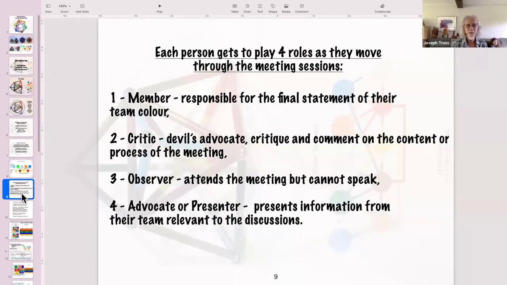So in this 1-day event, each person gets to play 4 roles as they move through the meeting sessions. Role number 1 is a member, similar to a syntegration. You're responsible for the final statement or the outcome of the team color. Role 2 is the critic or devil's advocate, again, similar to syntegration. You critique and comment on the content and or process of the meeting. Role 3 is the observer. You attend the meetings, but you cannot speak. And role 4, which is a new role for this, is an advocate or presenter, because someone has to come back to the whole group and present information from the 4 disconnected meetings that took place, where there's no cross connection.